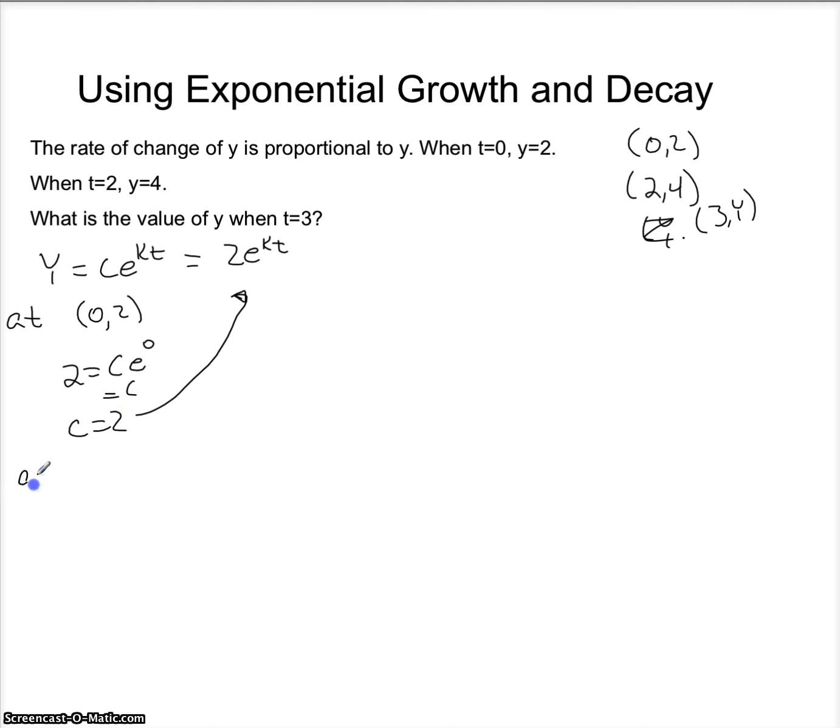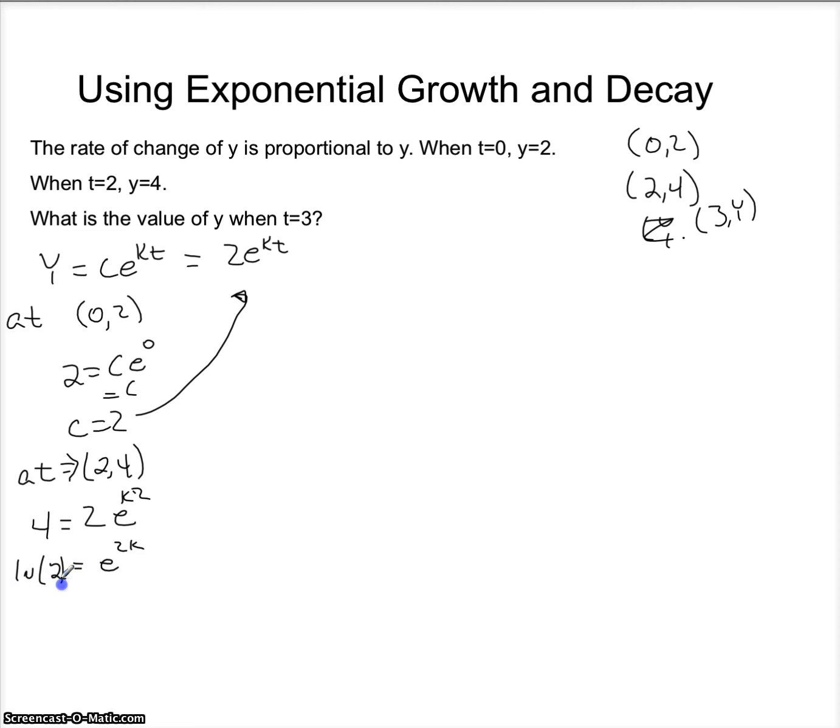To find k, I go to my next point, 2, 4. All right, in this case, y is 4 is equal to c, which is 2, e to the k, and my time is 2. So I've got 2 is equal to e to the 2k.